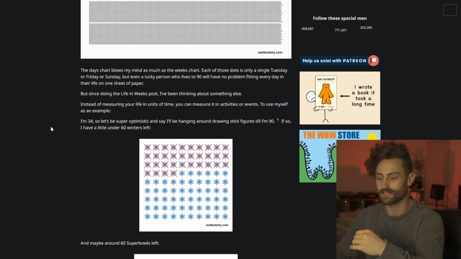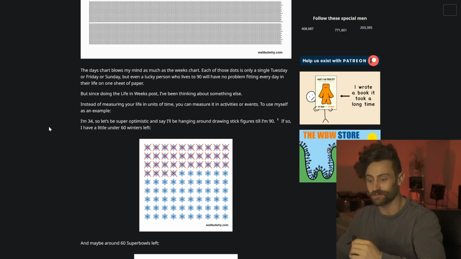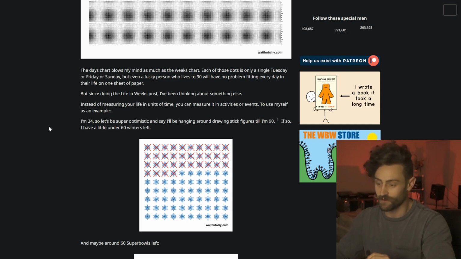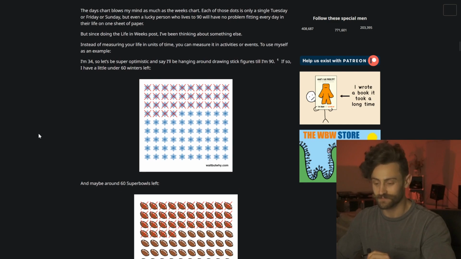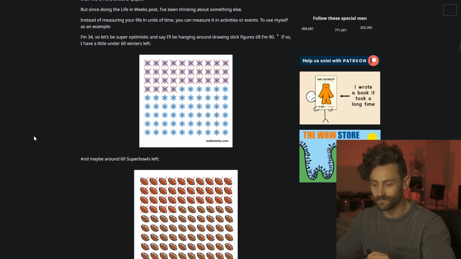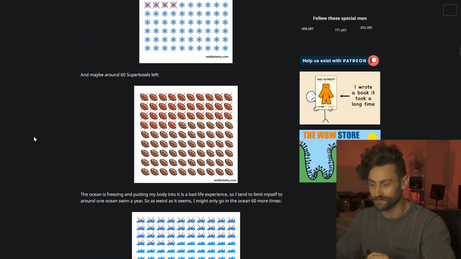Instead of measuring your life in units of time, you can measure it in activities or events. To use myself as an example, I'm 34, so let's be super optimistic and say I'll be hanging around drawing stick figures until I'm 90. If so, I have a little under 60 winters left. Yeah, when you depict it like that, it starts to take a different effect. Maybe around 60 Super Bowls left.